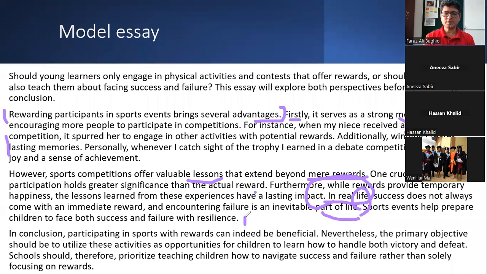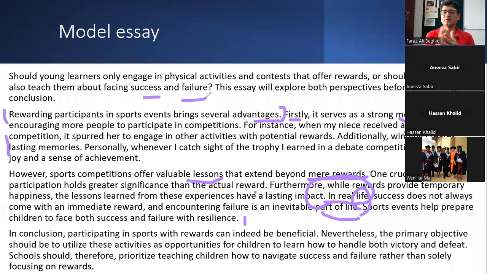Then in conclusion, participating in sports with rewards can indeed be beneficial. Nevertheless, now here's my opinion. The primary objective should be to utilize these activities as an opportunity for children to learn to handle both victory and defeat. So, success and failure. So I've used synonyms. I have reiterated my opinion here. Schools should therefore prioritize teaching children how to navigate success and failure rather than solely focus on rewards.